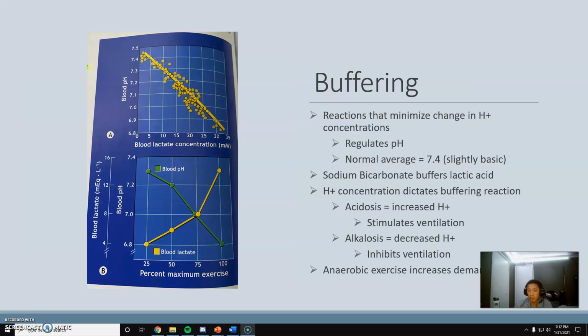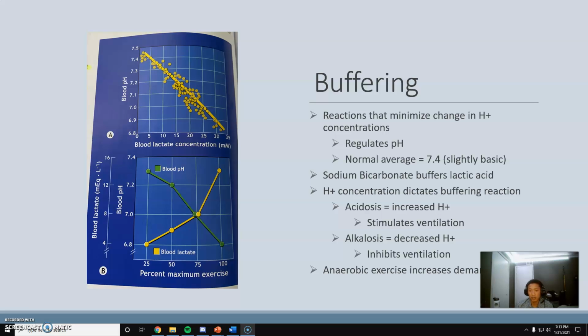The last thing we're going to talk about today is buffering, and buffering is defined as the reactions that minimize change in hydrogen concentration. So this is one way our body is able to regulate pH levels. Normally we are at a 7.4 pH level. In this case, we're going to be talking about sodium bicarbonate, as it buffers lactic acid. And when it buffers lactic acid, it forms carbonic acid and sodium lactate.